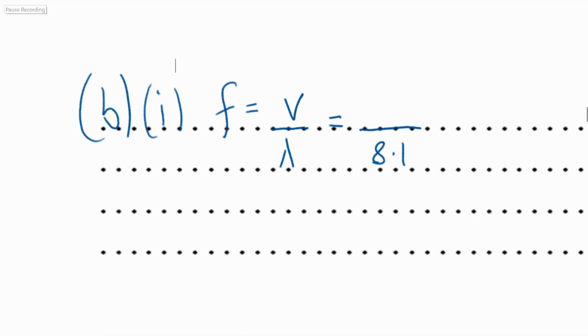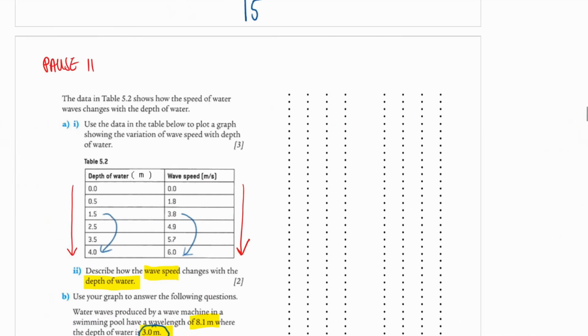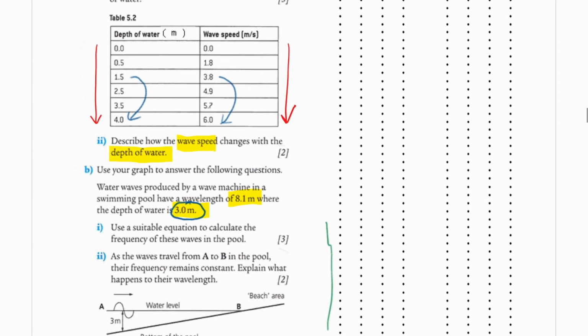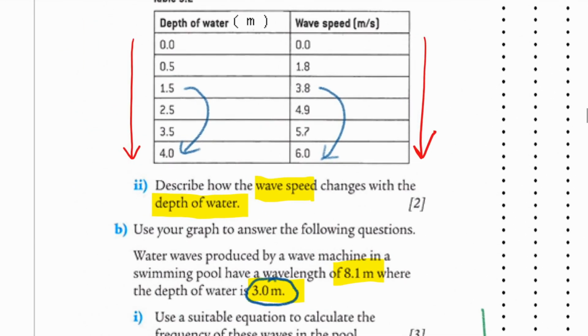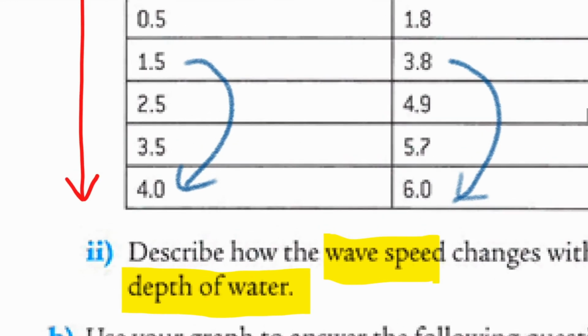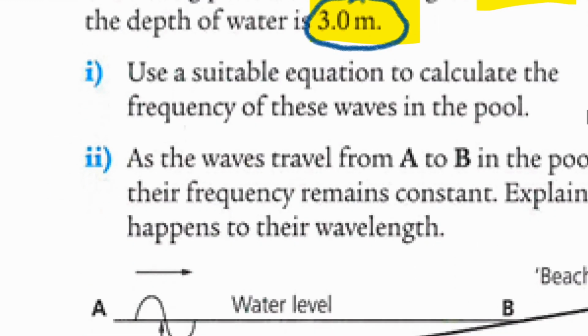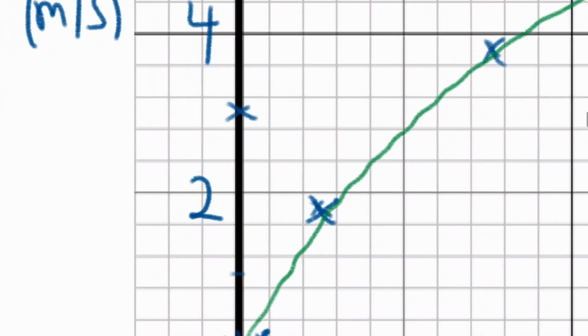But what we do know is the depth of the water. And if we know the depth of the water, by using the graph we can work out the speed. Even though, of course, if we look at this table, it doesn't tell us what the speed is when the depth of the water is 3. It tells us what it is at 2.5, that's 4.9 meters per second. It tells us at 3.5, 5.7 meters per second. So we know the speed is going to be in between 4.9 and 5.7. That is why we use curves or lines of best fit.